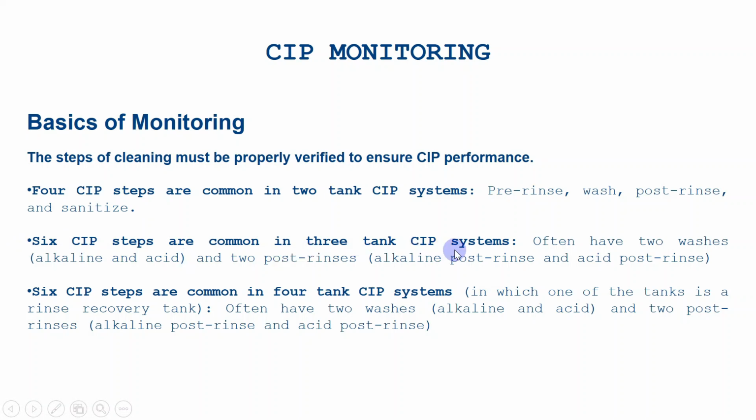The second type is 6 CIP steps, common in 3 tank CIP systems, which often have 2 washes. First they do the pre-rinse, then the acidic wash, then rinse, then again a wash with caustic, then again rinse. In this way there are 6 steps with 3 tanks. The last is again 6 CIP steps, common in a 4 tank CIP system; there can be 4 as well. It is similar to the above, but with one extra tank, a recovery tank for the rinse. So first identify which kind of CIP is being used in your industry, and after that make controls.